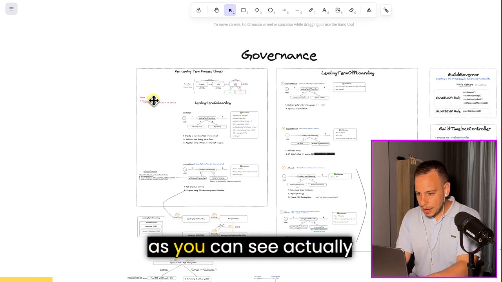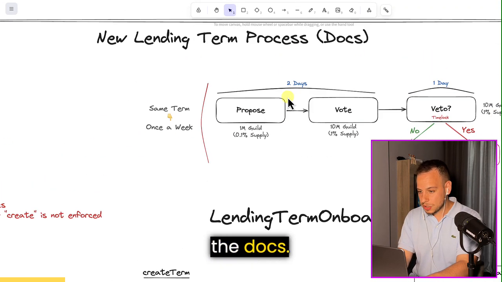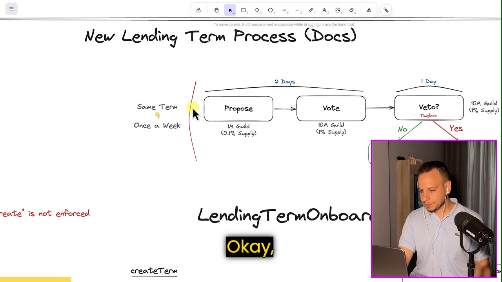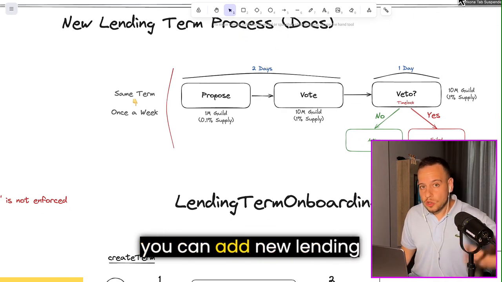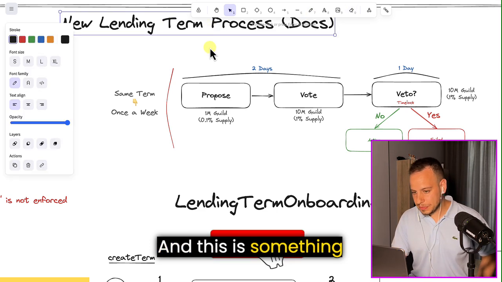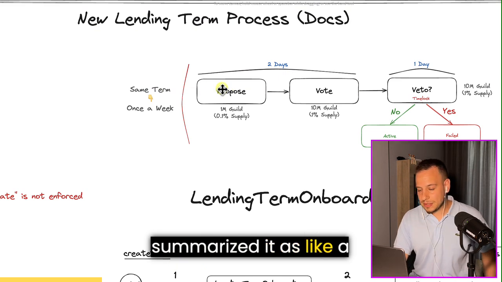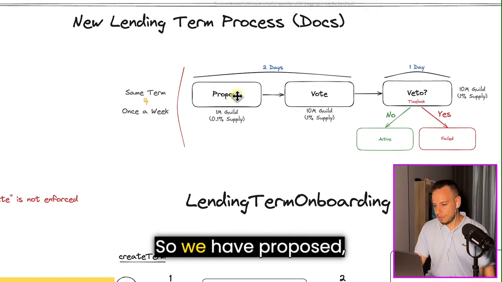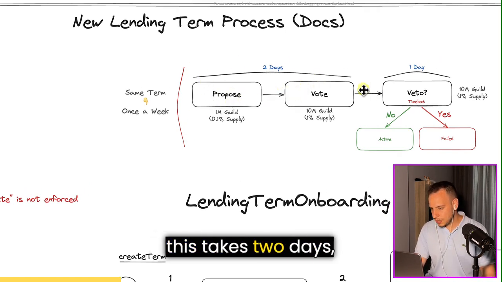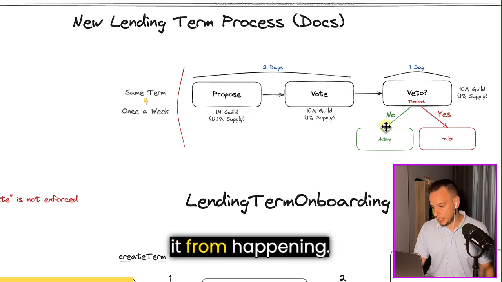As you can see, I basically started going through the docs, so I drew these diagrams, okay? So you can see here, there is a process where you can add new lending terms to the protocol. And this is something that I read from the docs, and I just summarized it as a flowchart here in Excalidraw. So we have propose, we have the vote, and this takes 2 days. Then there could be a veto for this lending term, so people can block it from happening. And yeah, so just chart flows.